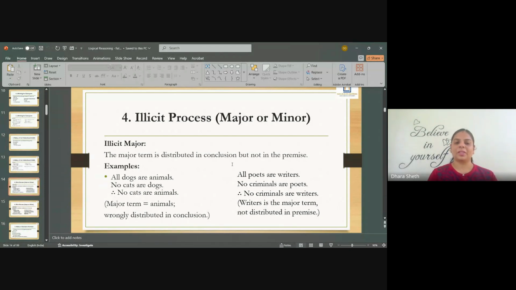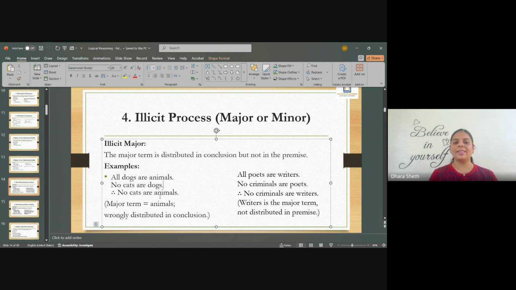But see, all dogs are animals. Okay, no cats are dogs. Now here, what's the major term? Dogs and dogs is common, so that becomes your middle term. Your first premise is all dogs are animals. So animals is your major term.